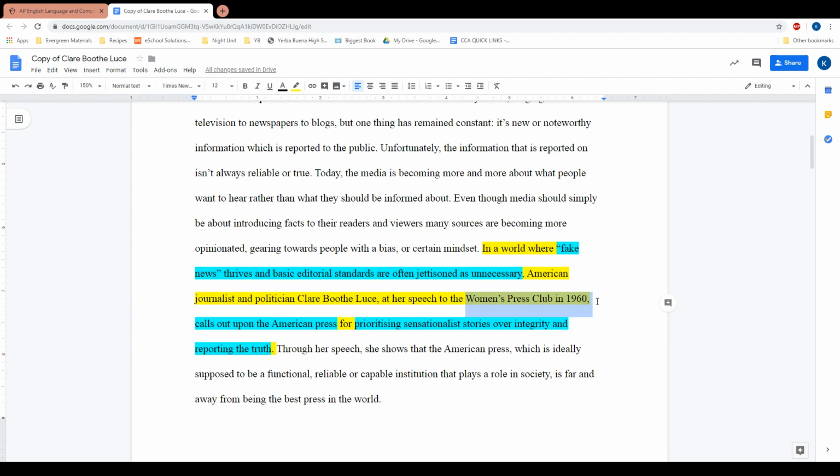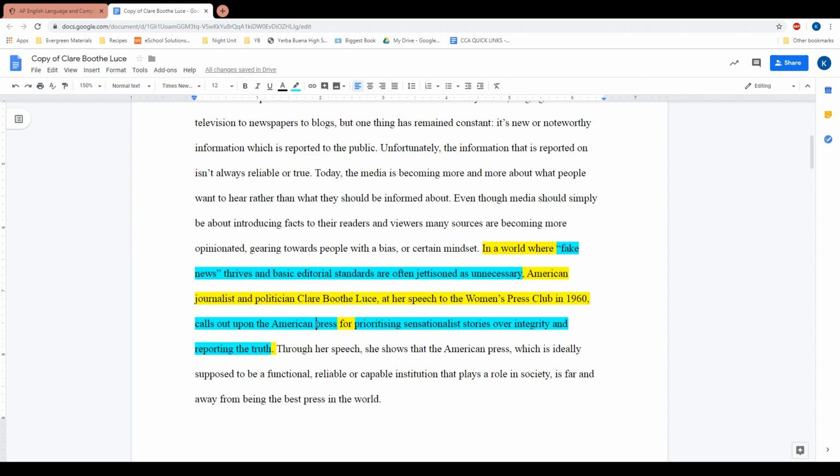So this author gives 2 points. 1, it's a world where fake news thrives and basic editorial standards are often jettisoned as unnecessary. Yes, that's why this is given in the first place, and at the same time, why she's doing it or how she's doing it. She calls out upon the American press for prioritizing sensationalist stories over integrity and reporting the truth. So the two go hand in hand. There's a why, and then there's a how, or at least a what she's doing in this case here.